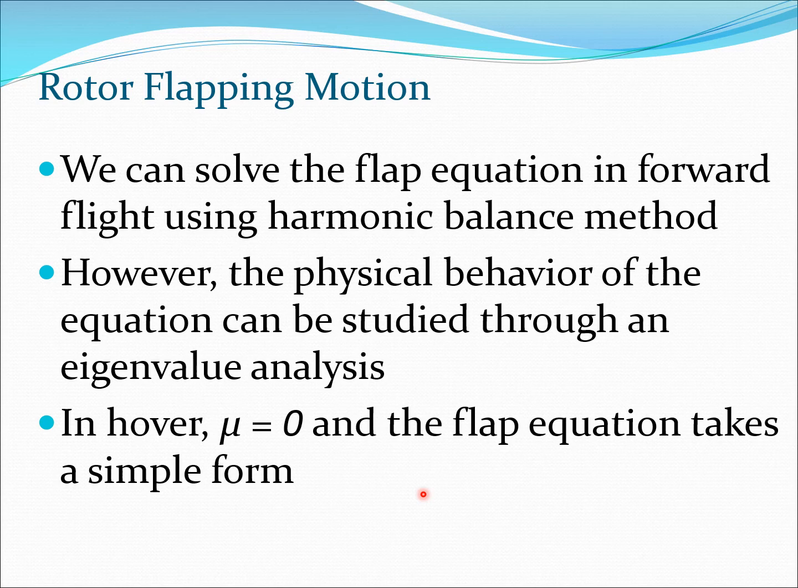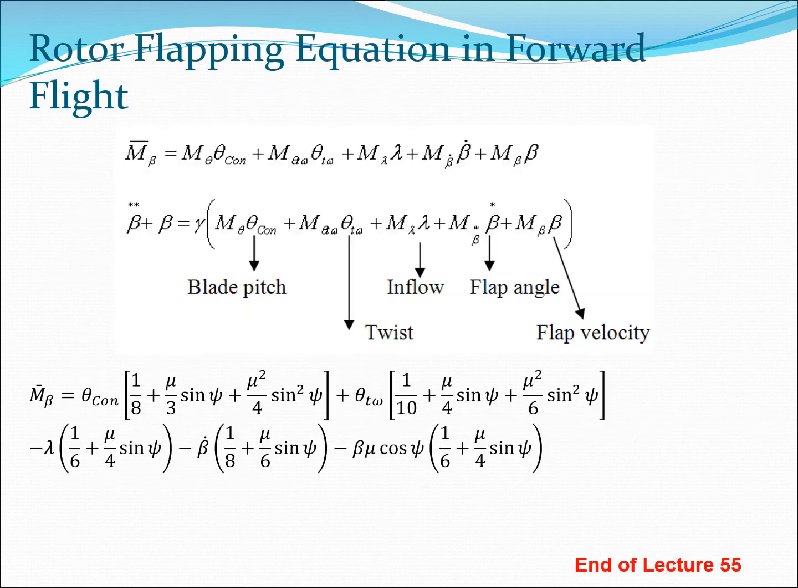So if you consider mu is 0, our hover flight condition, then the flap equation will take a much simpler form. So you can see here looking at this equation what are the terms which are dependent on the forward speed. If you were to set mu equal to 0, here you would get theta con by 8, here you would get theta tw by 10, here you get minus lambda by 6, here you get minus beta dot by 8, and this term is completely 0. So a large number of these terms are going to be washed out if you put mu is 0, and that is going to create a much simpler equation.